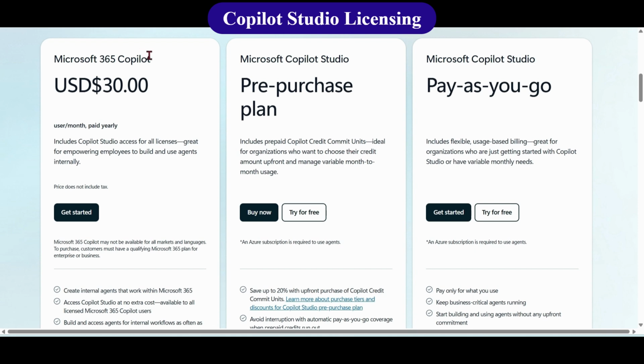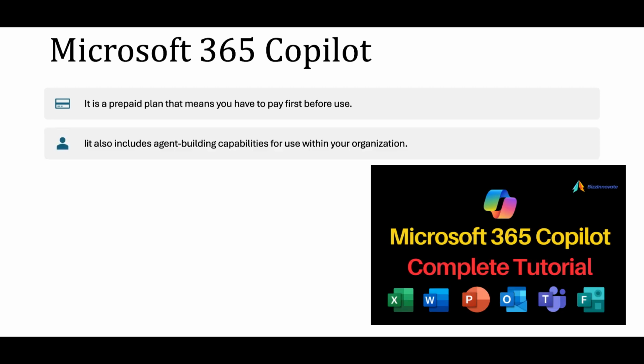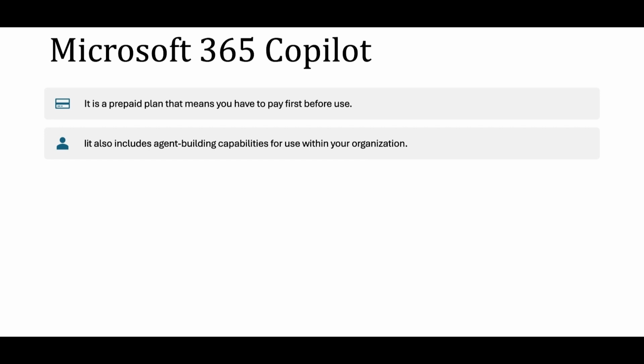The first option is Microsoft 365 Copilot. It is a prepaid plan, that means you have to pay before use. Although the primary purpose of Microsoft 365 Copilot is to provide Copilot capabilities in Office apps, it also includes agent building capabilities for use within your organization.